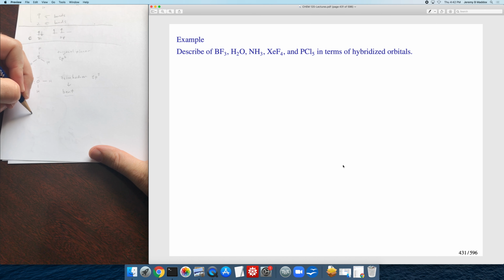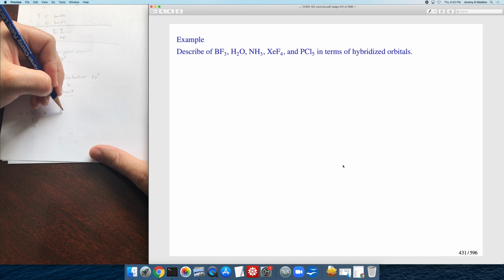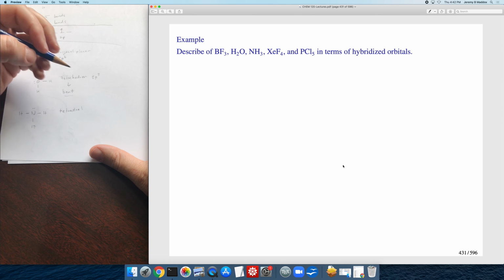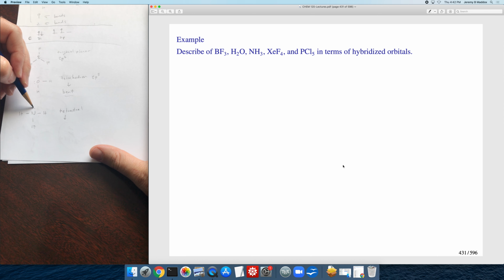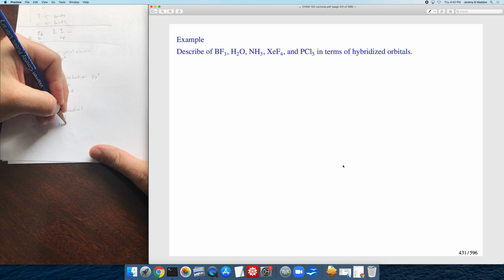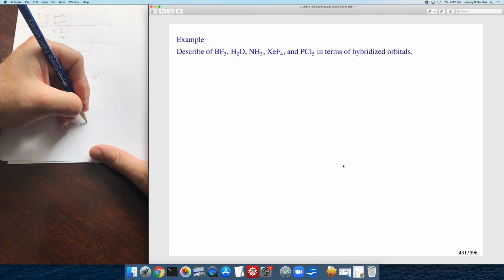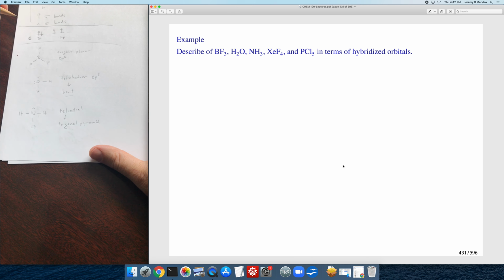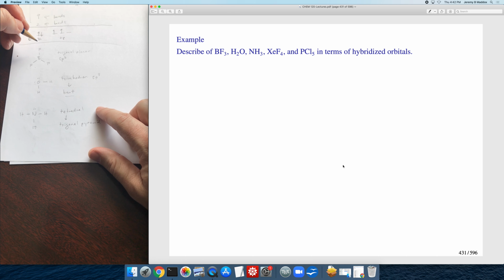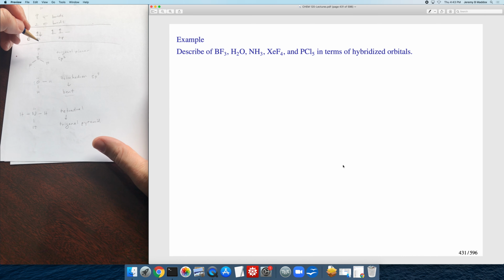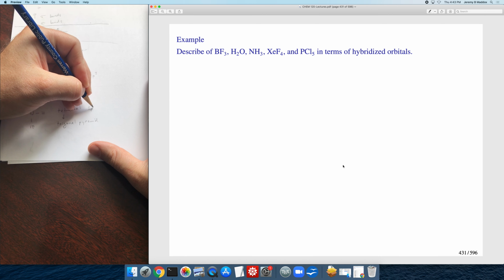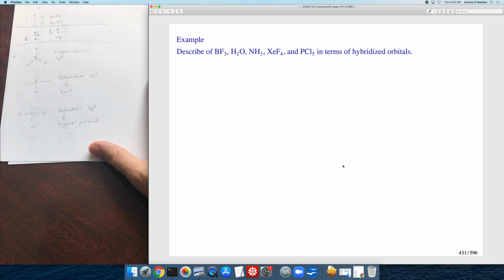Same thing for ammonia. Here is the Lewis structure for ammonia. Okay, the parent VSEPR geometry is tetrahedral. Because one of the electron pairs is a lone pair, this is the trigonal pyramidal structure. But the VSEPR geometry is the one that we associate with the hybridization, and so it is also sp3 hybridized.